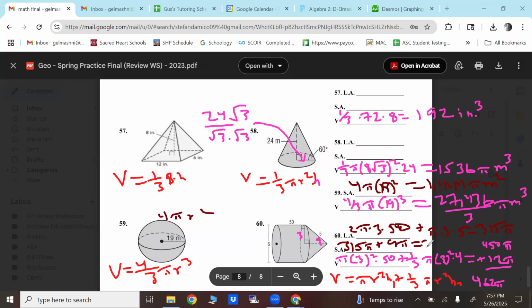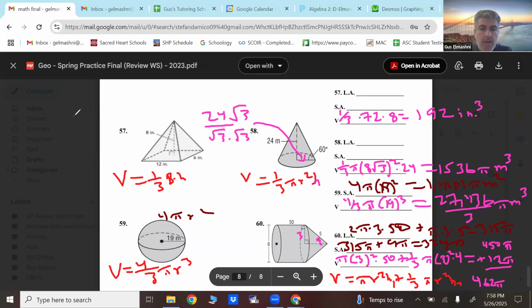Okay. We're truly at the home stretch here. How many questions do we have left? Just the lateral surface areas for 57, 58. And then I'll share the recording with you when I'm done. All right, sounds good. You should rewatch it.